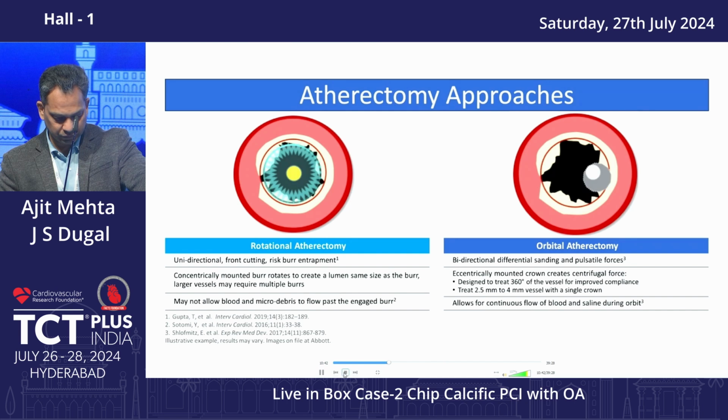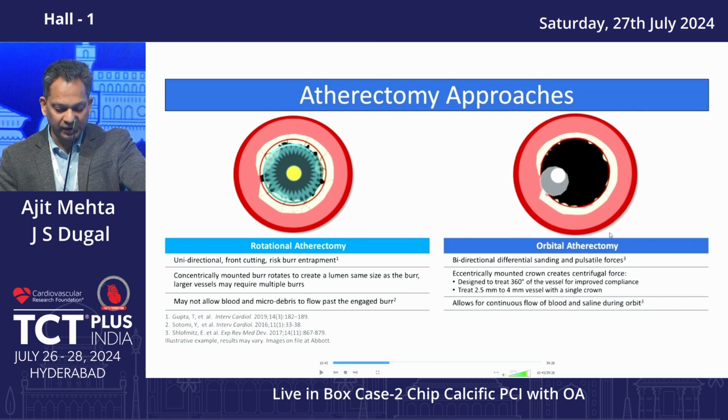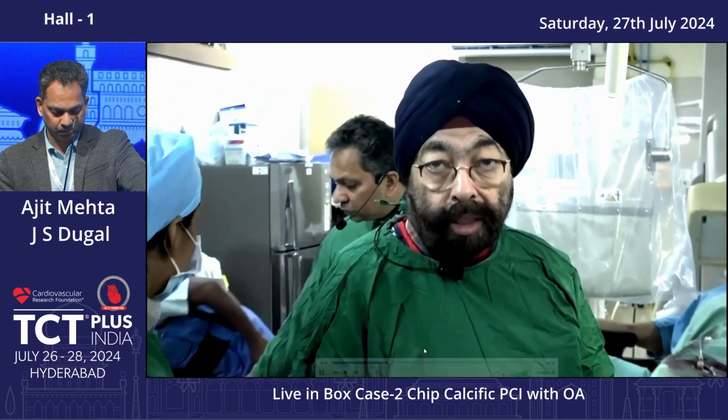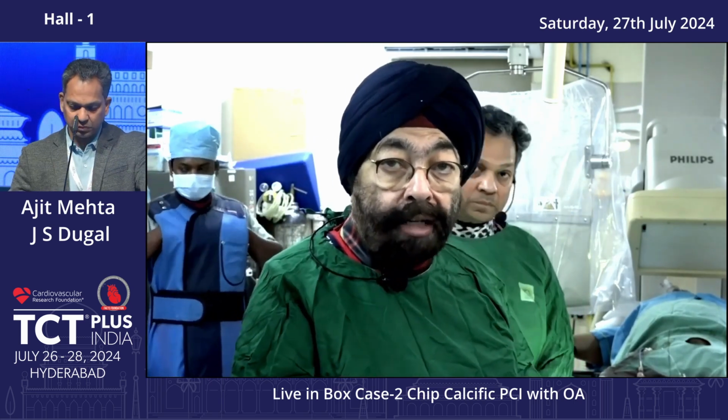The second is one burr can be used for a smaller vessel or a larger vessel. So you can use with one burr and you can do it. So basically, the important difference between rotational and orbital, basically it's a bidirectional differential sanding with orbital as opposed to unidirectional in rotational atherectomy. That is the main important difference. The other thing is there are certain conditions where this works wonder, that is if you have the ostial RCA disease. If you have ostial RCA disease, you can go forward and bring it back while cutting the ostial, and that prevents trauma to the ostium. Larger vessels, it is another very good option.